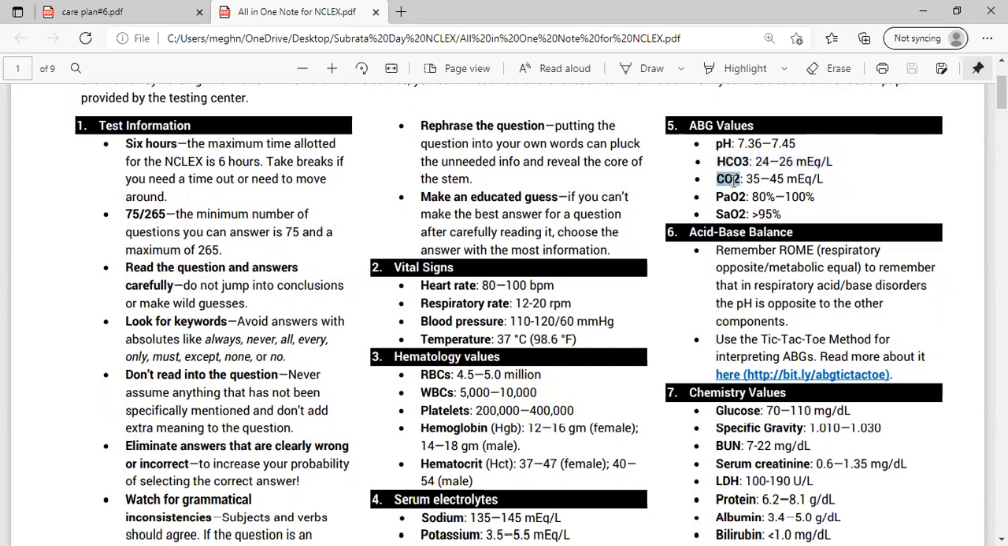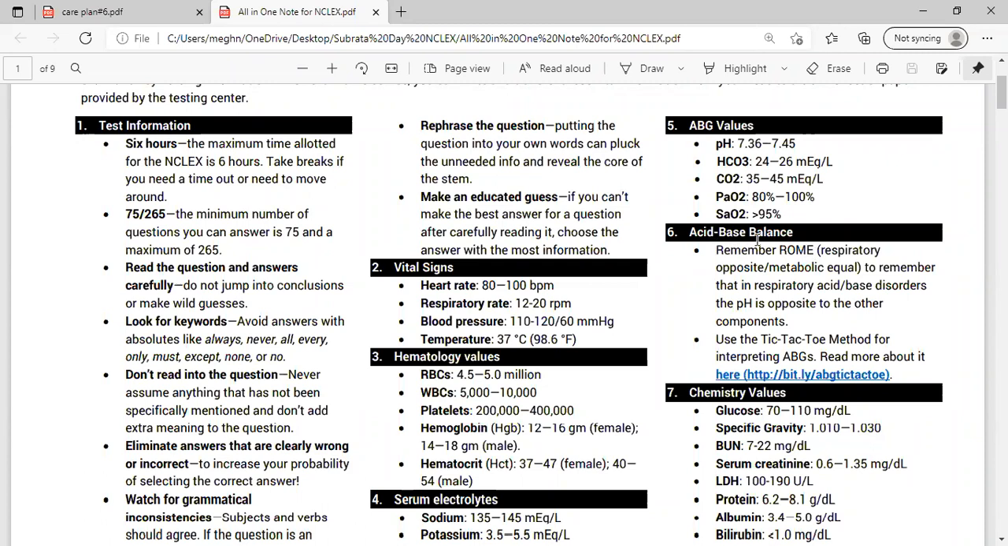Whereas carbon dioxide is 35 to 45. Partial pressure of oxygen is usually 80 to 100, and saturation of oxygen is more than 95%. So carbon dioxide is an indicator of a respiratory problem, either respiratory alkalosis or acidosis.